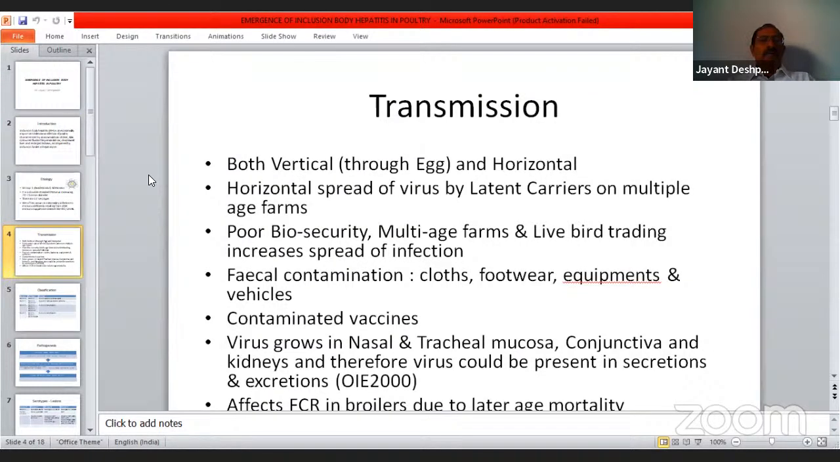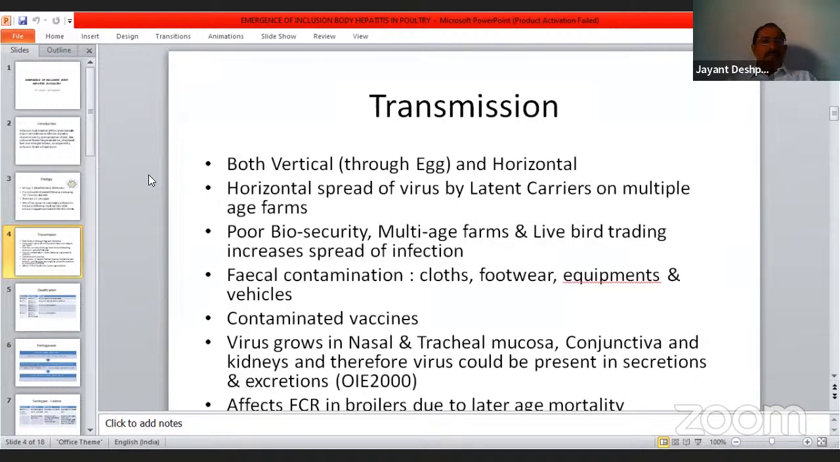The other reasons for transmission are poor biosecurity, multi-age farms, and especially live bird trading, because we have seen live bird trading trucks which come to farms. They not only carry one infection, they carry many infections, which we have seen practically. That is one of the major routes of transmission of many viral and bacterial diseases in our system, because there is no control over live bird trading in India.